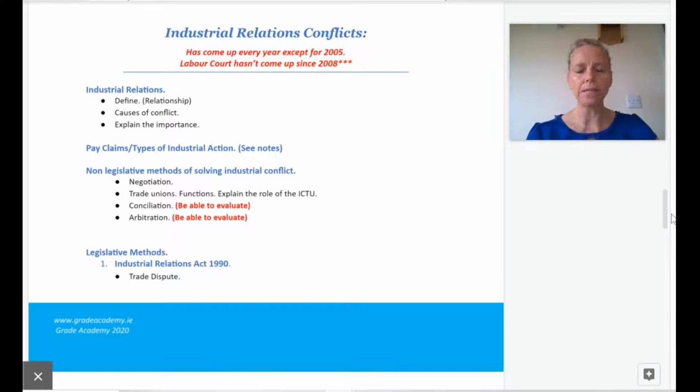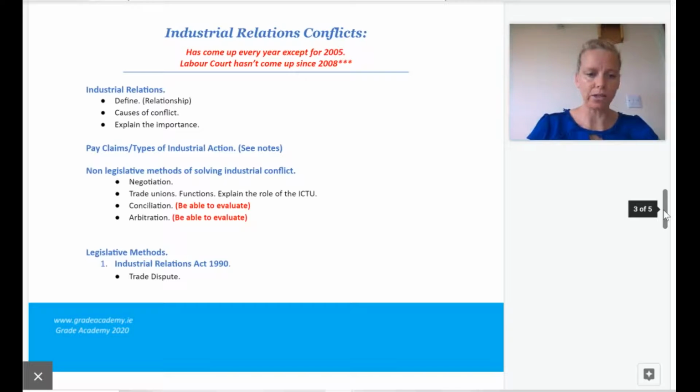If it comes up as the functions or the benefits, you can use the same subheadings for both of those. So what are the benefits? What are the functions? You can use the same. So that would be our non-legislative methods of resolving industrial conflict. The next one we need to look at is our legislative method.